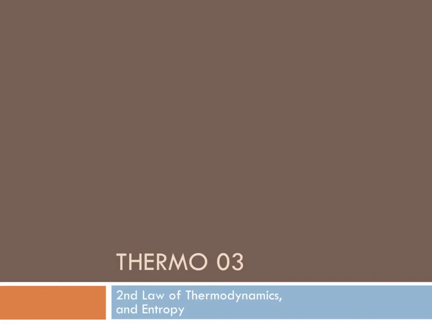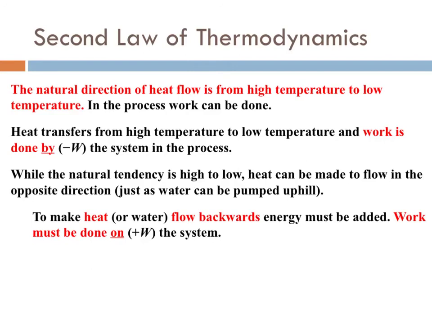And our last topic for this video is the second law of thermodynamics. The second law of thermodynamics says that the natural direction of heat flow is from high temperature to low temperature. In the process, work can be done. So heat transfers from high temperature to low temperature, and work is done by the system in the process. So if this is true, again, we have negative work done.